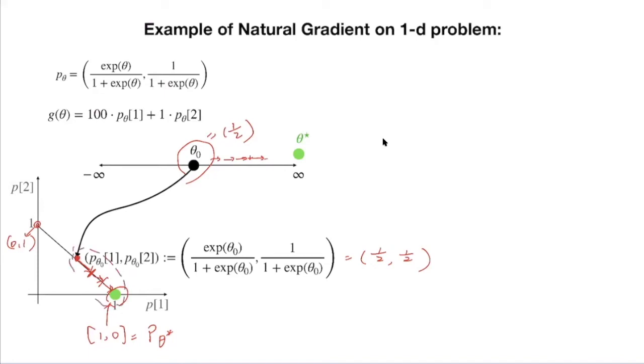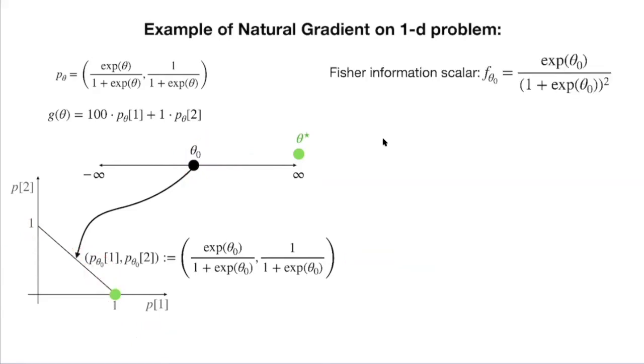NPG is simulating a gradient update in the distribution space, in this line segment, by making a proper change in the parameter theta. So let's see what the Fisher information scalar is in this case. I call it a scalar because our parameter is one-dimensional, so it's not a matrix anymore. Remember, the Fisher information matrix is in R of d theta times d theta, but here my theta is just a scalar, so my Fisher information matrix is actually a scalar. So let's call it a Fisher information scalar.